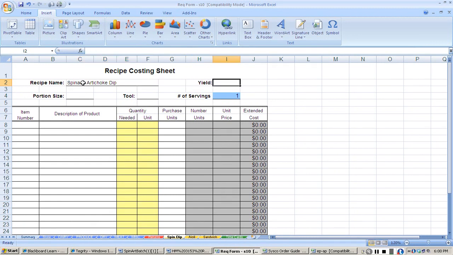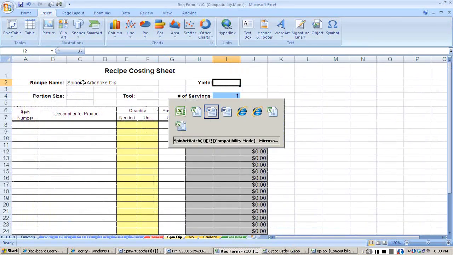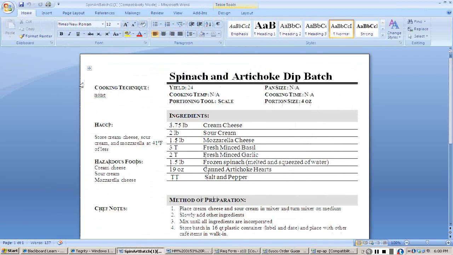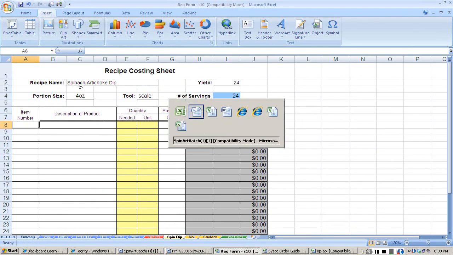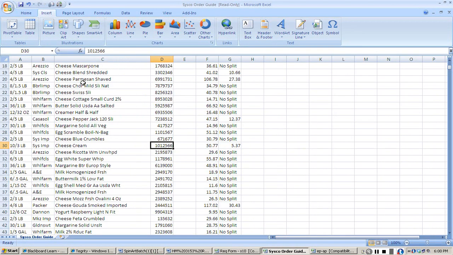Spinach artichoke dip. What was the yield? 24. Portion size is 4 ounces. Portioning tool is a scale. And number of servings is 24. Alright, so paste my item, get my information in here.